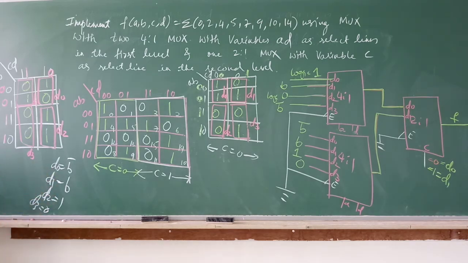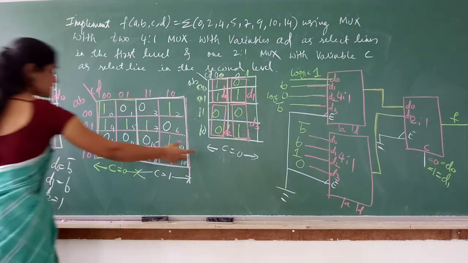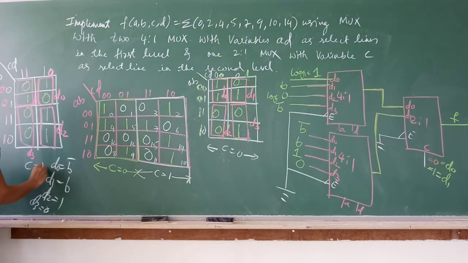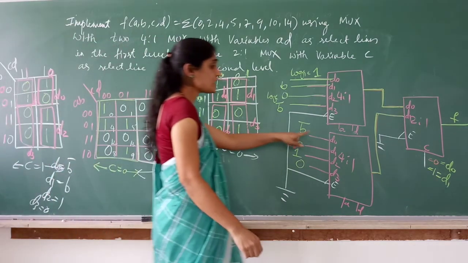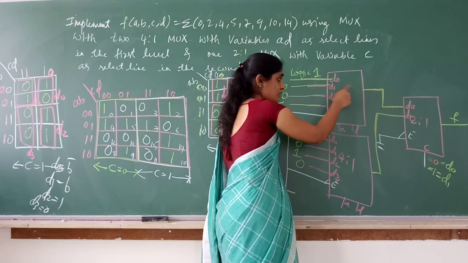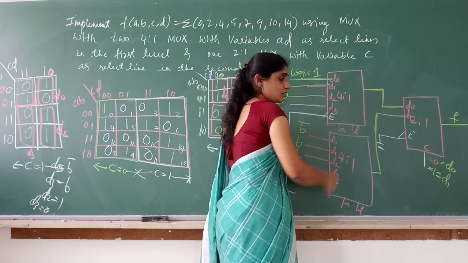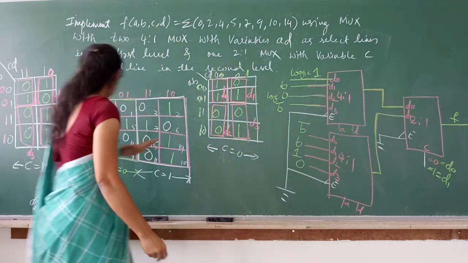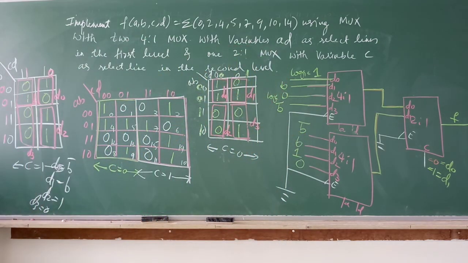Okay. Very simple. Just go through the video again. So this is when C is equal to 0 and this is when C is equal to 1. That's all. And you have to be very careful what select inputs you are giving. When these are 0, 0, D0; 0, 1, D1; 1, 0, D2; 1, 1, D3. You have to be very careful, and this is how the implementation is done.